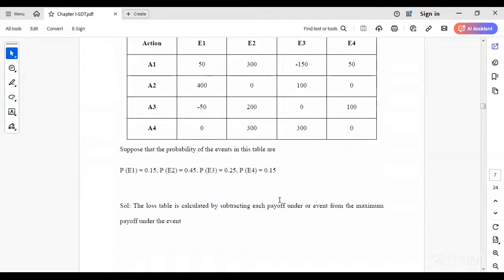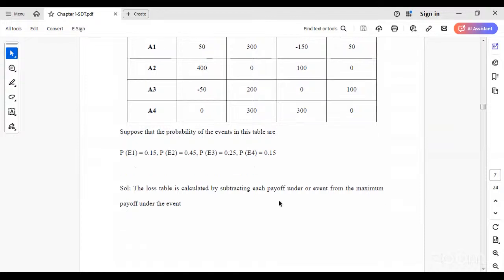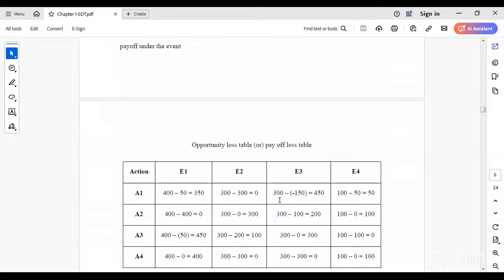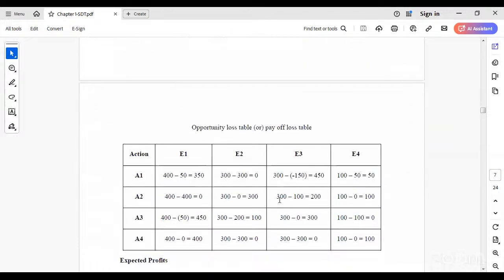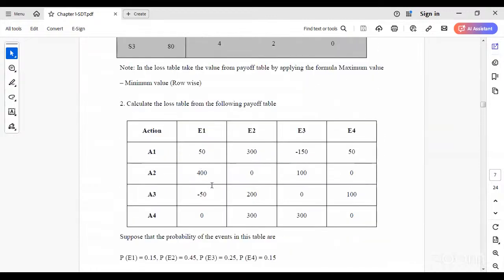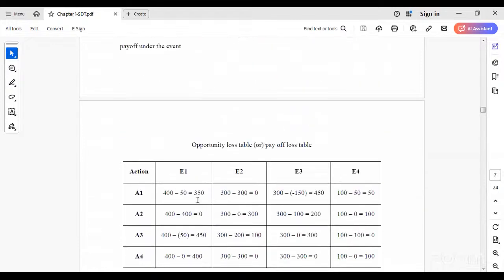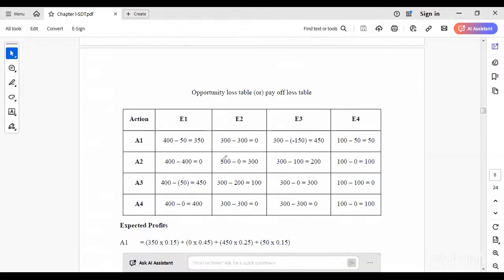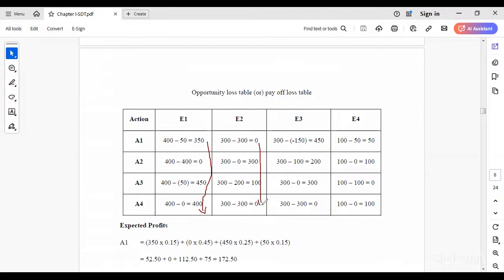At that time, what do we have to do? The loss table is calculated by subtracting each payoff under an event from the maximum payoff under that event. So this is the opportunity loss table. Observe carefully, here we have to do it column wise. Here 50, 400, so 400 minus 50. In this way you have to do the calculations: maximum value minus each value.